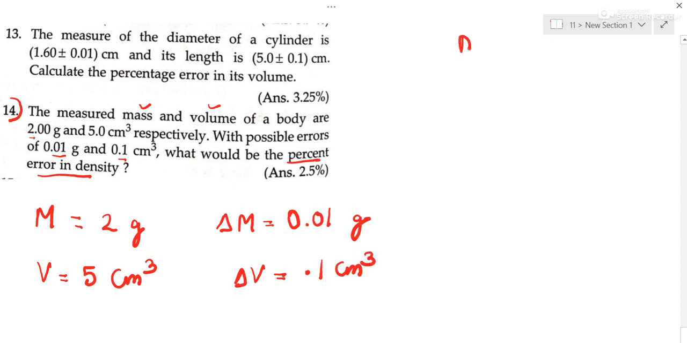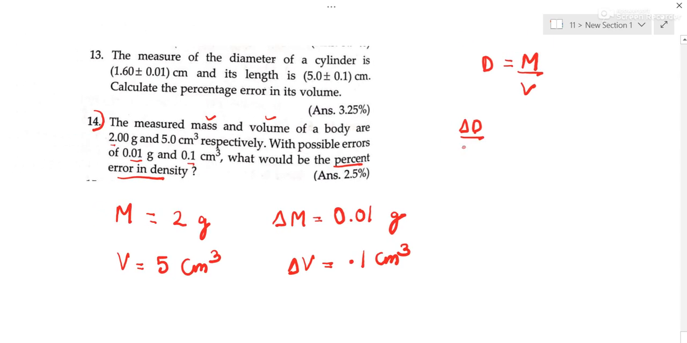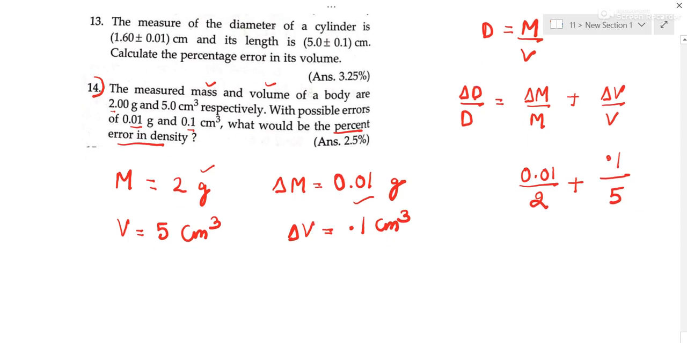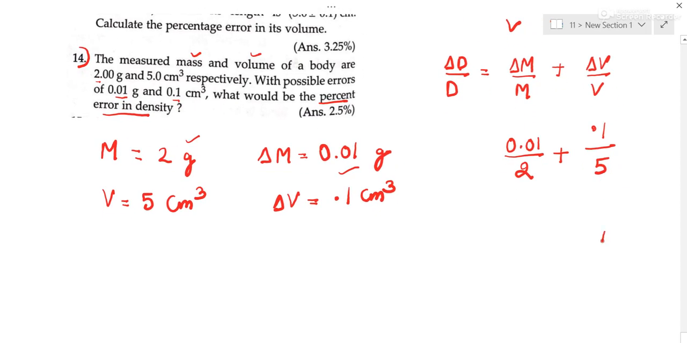So what is density? Density is mass upon volume. So it's a question of division based numerical. So relative error in density is equal to sum of relative error in mass and volume. Same thing is to be done. Substitute 0.01 divided by mass, this value 2, and here it's 0.1 and this is 5. So it will come as 1 by 200. Okay, and this will come as 1 by 50.